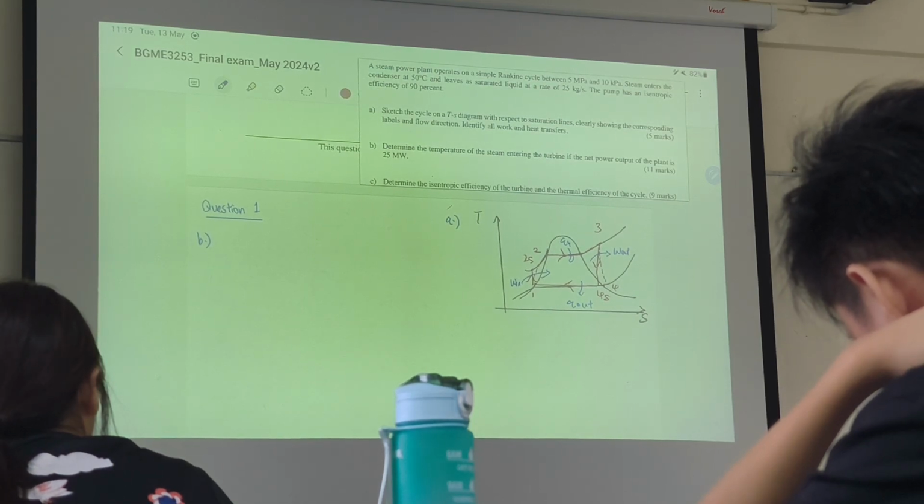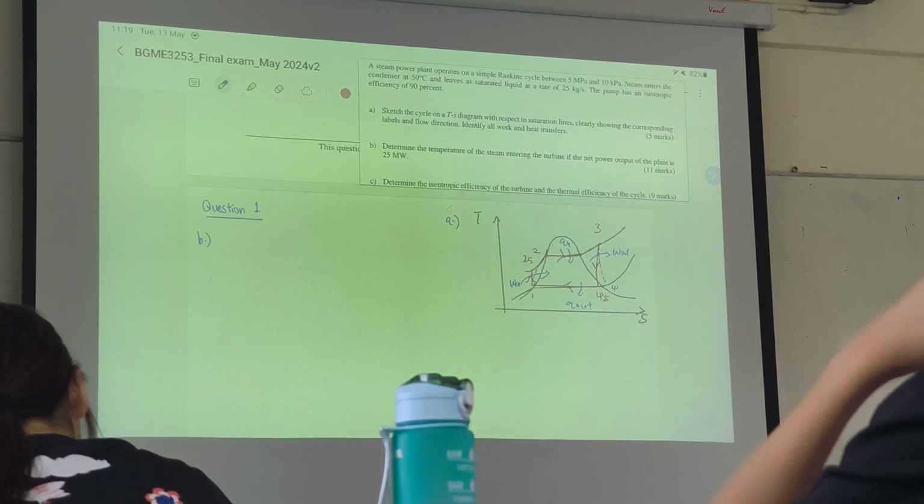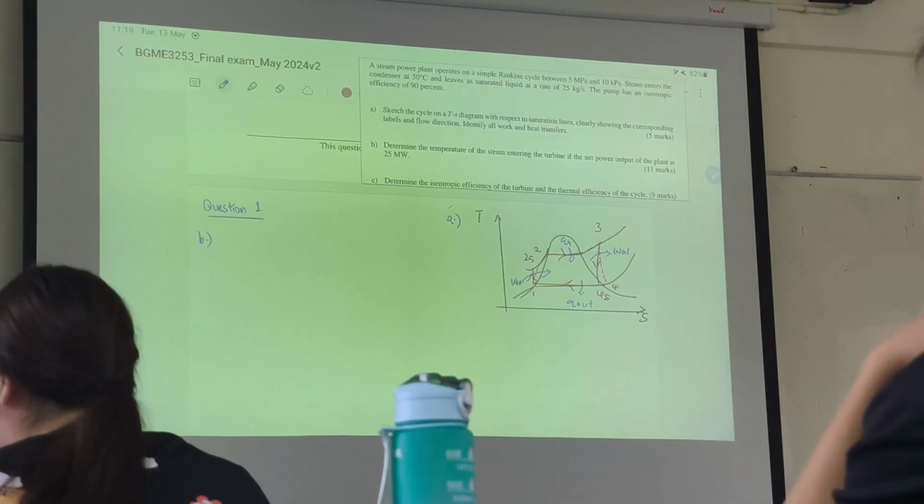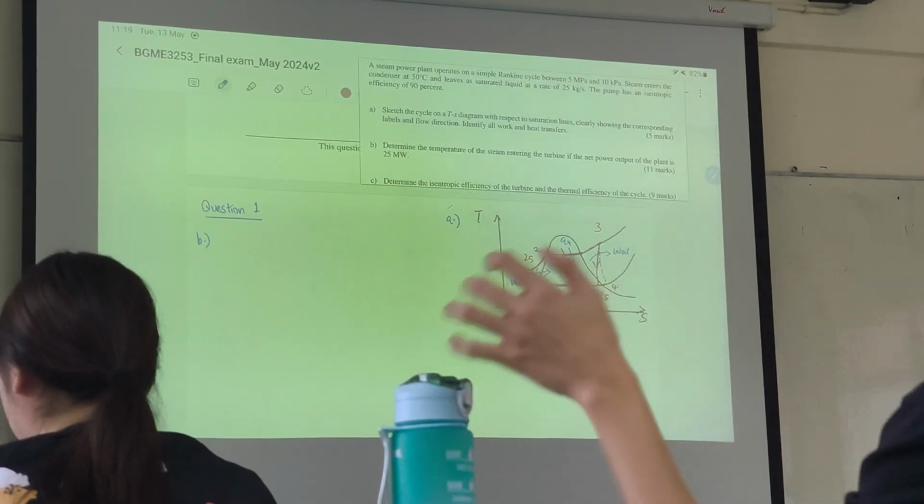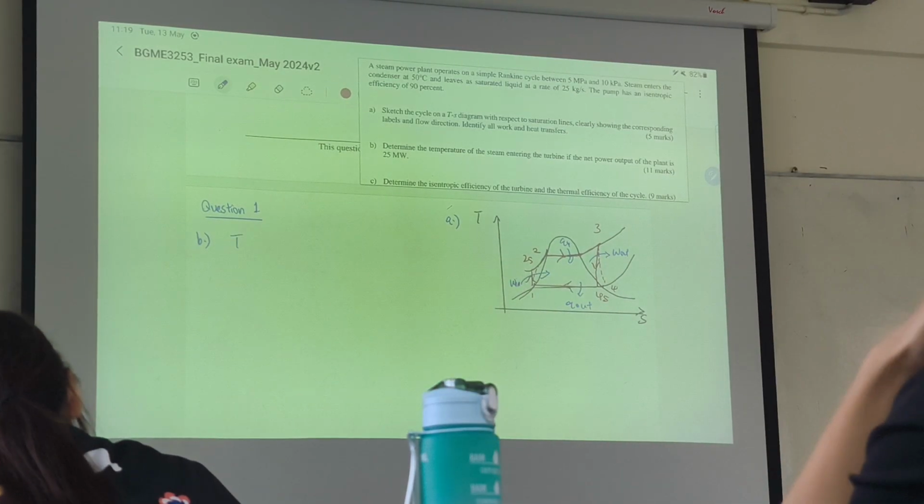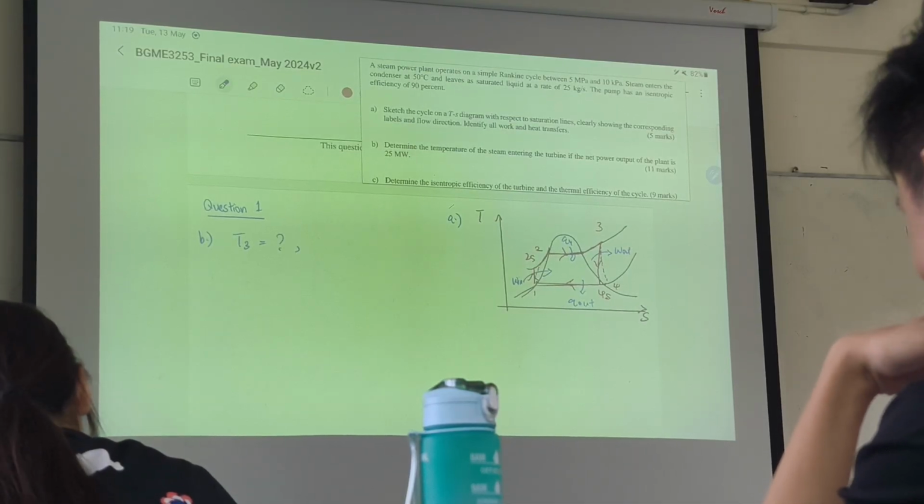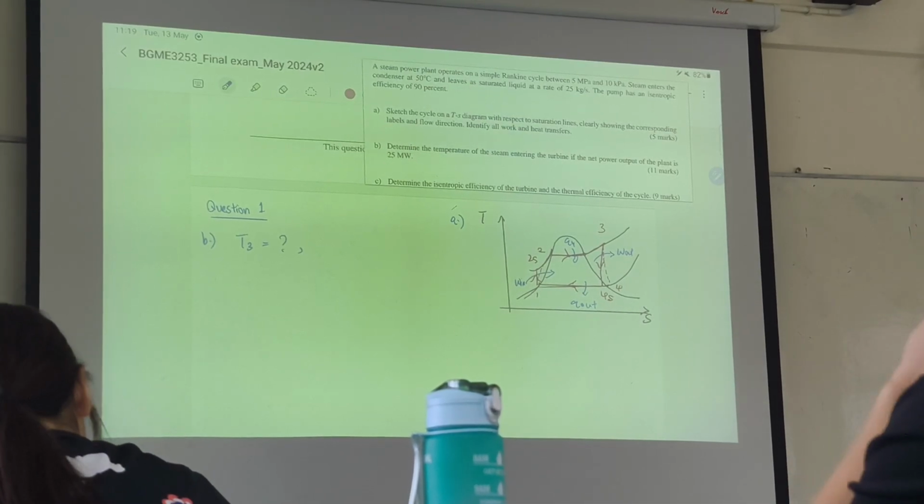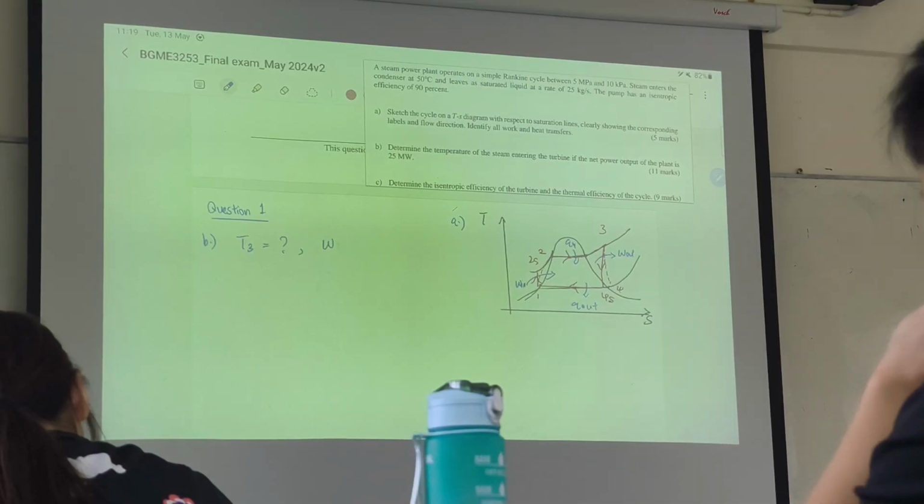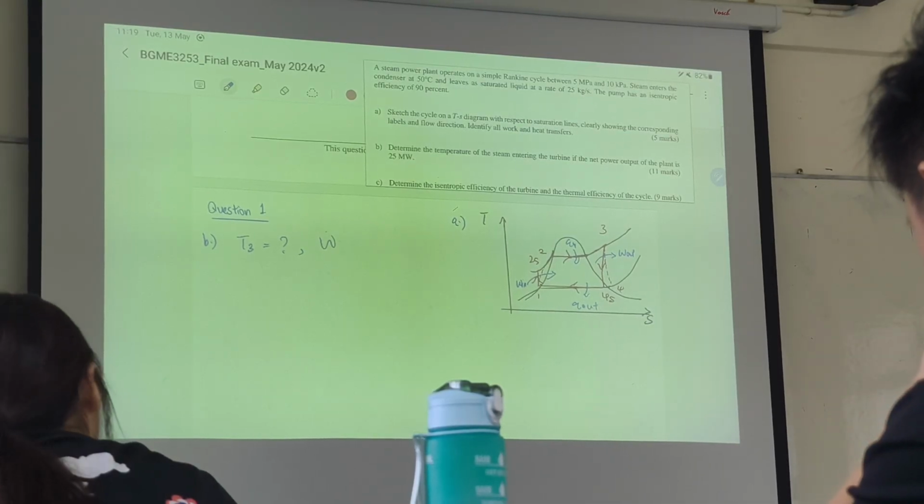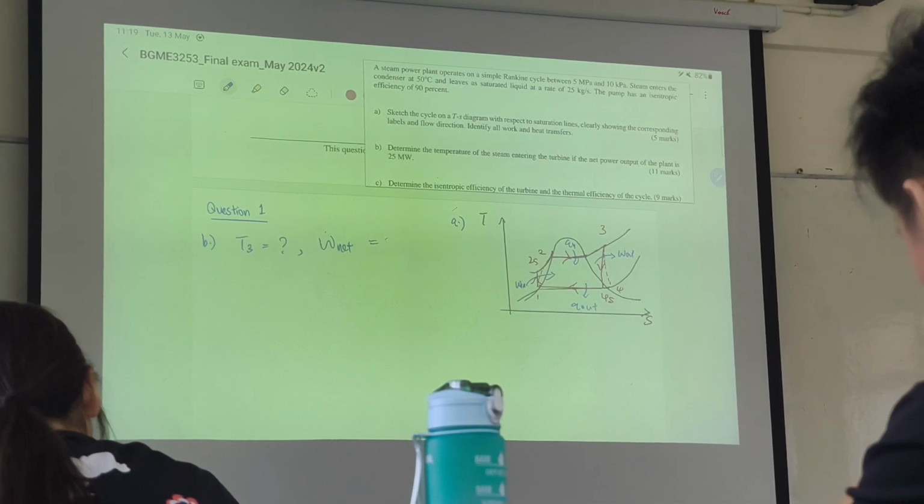So B: determine the temperature of the steam entering the turbine if the net power output of the plant is 25 megawatt. So you need to find out T3 if the net power output of the plant is 25, and also if work net is equal to 25.